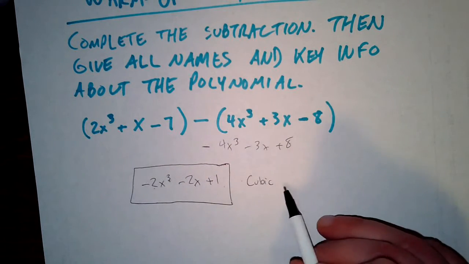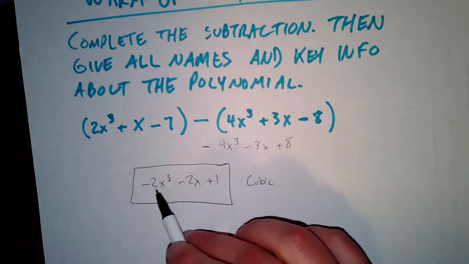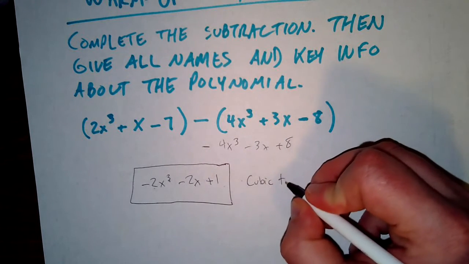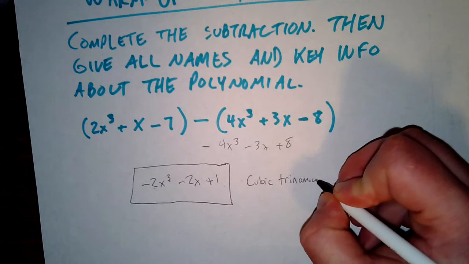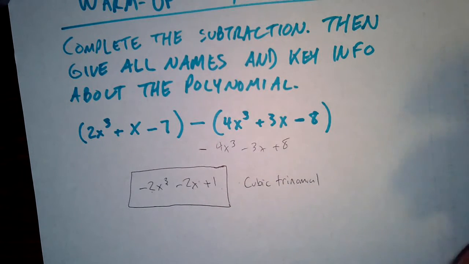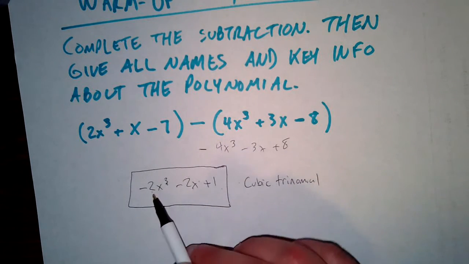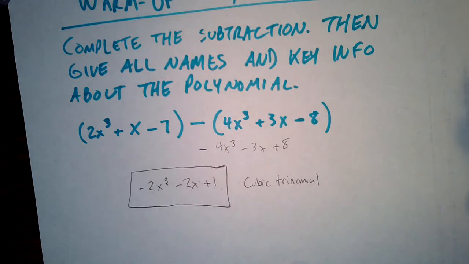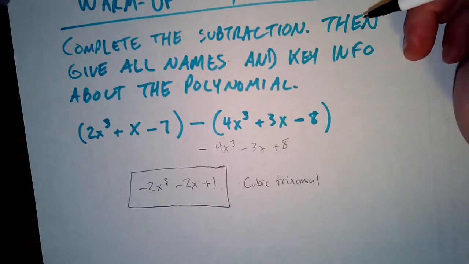And then the other way of naming it is by its number of terms. So this has 3 terms, so we'd call this a trinomial. If it has 2 terms, it's a binomial. 1 term, it's a monomial. Anything more than that, we just refer to as a polynomial. So this is a cubic trinomial. So that's the naming part of this problem.